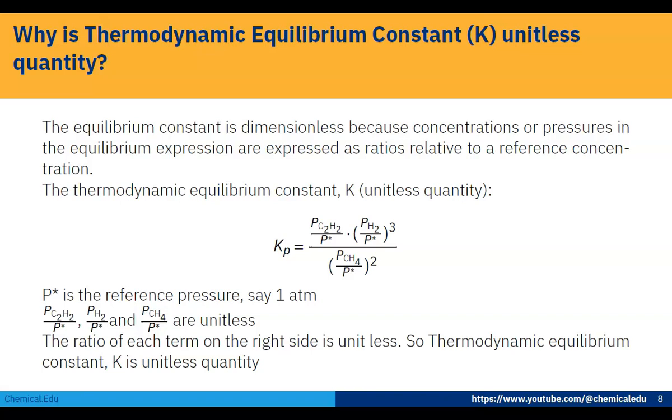Now it is nothing but a ratio. All the ratios are actually unitless. So we can say that the thermodynamic equilibrium constant K is actually a unitless quantity. So here remember, this is not a Kp, it is a K. So that's it. Thank you.